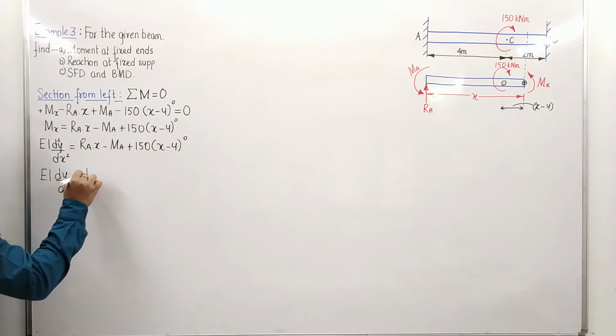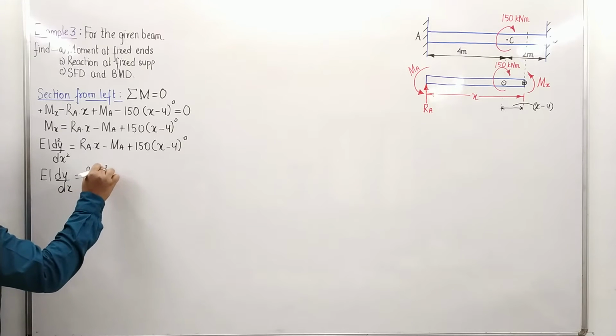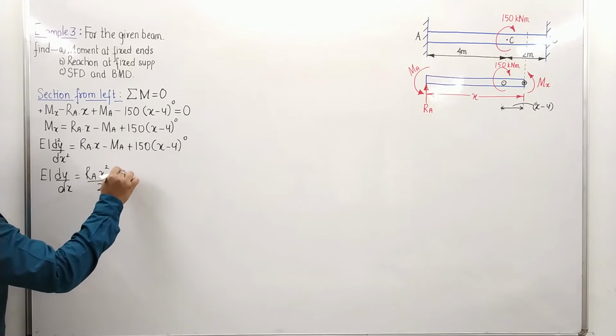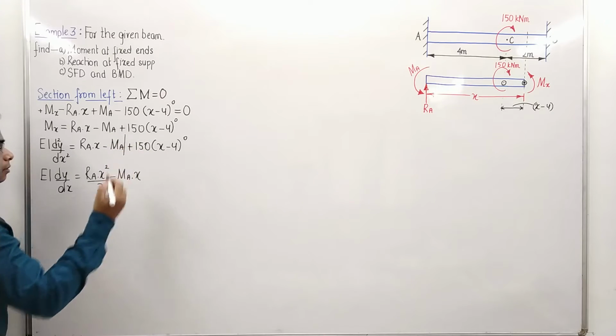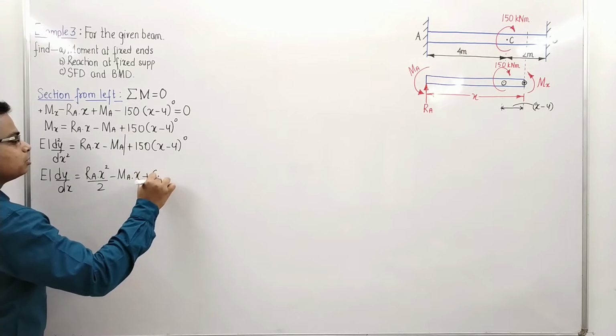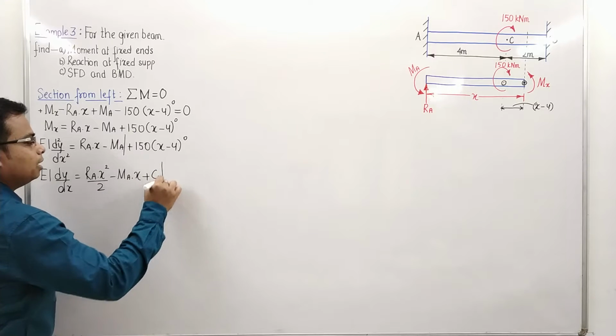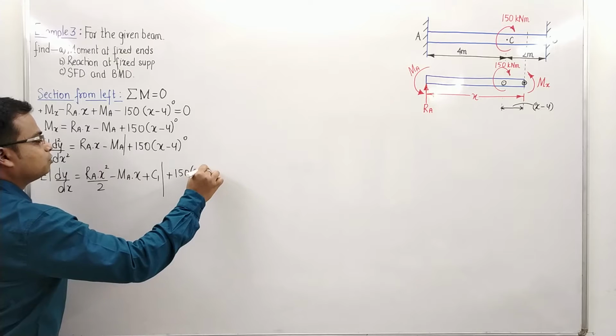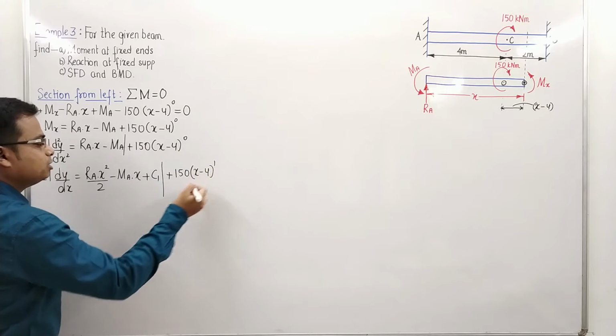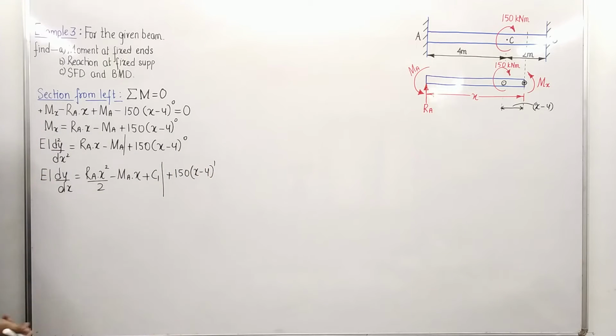This is going to become Ra times of x will become x square by 2 minus Ma times x, and let's say this is the first section. Okay, this is going to be accompanied with a constant of integration c1. Let me close this, plus 150 times of x minus 4 to the power 1. 0 plus 1 divided by 0 plus 1, so divided by 1. No need to write that.